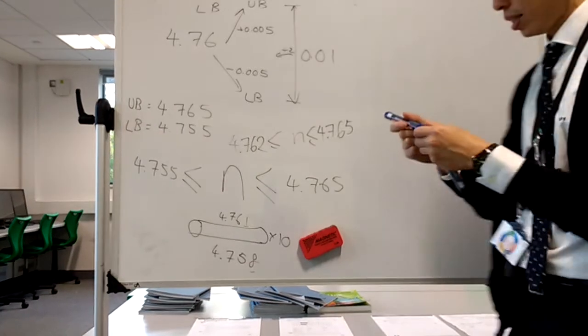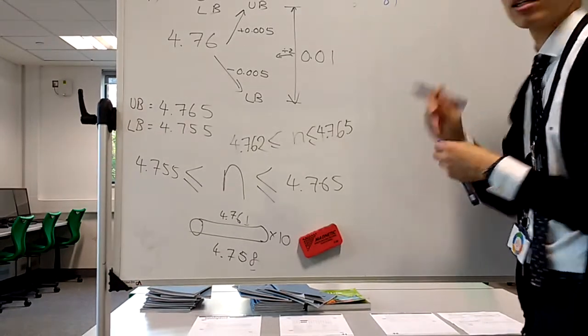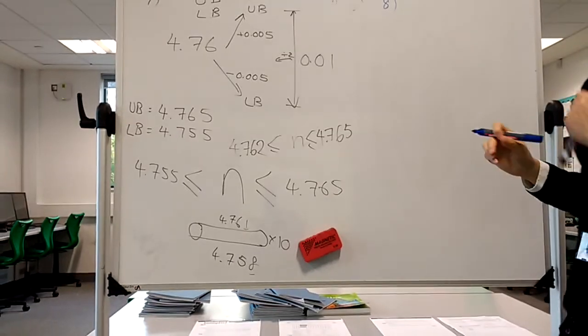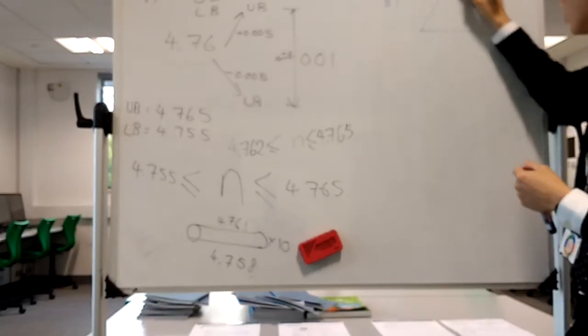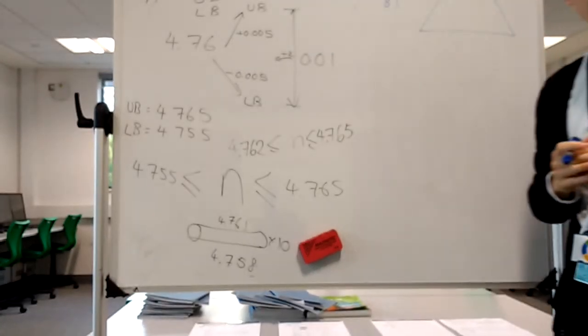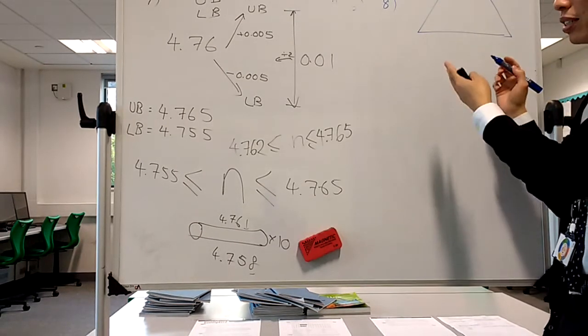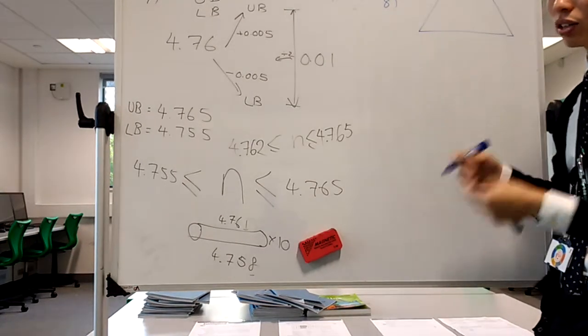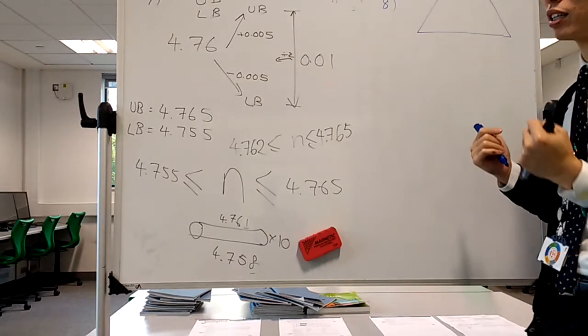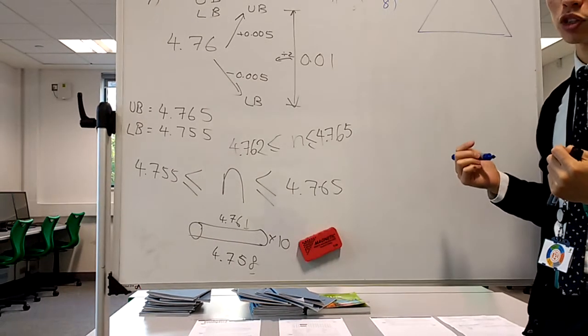Number 8. Find the area of a trapezium. Well, if you know it's a trapezium and you're asked to find area, the first thing that should pop up in your head is the formula for finding the area of a trapezium.